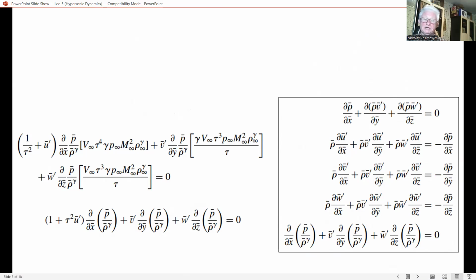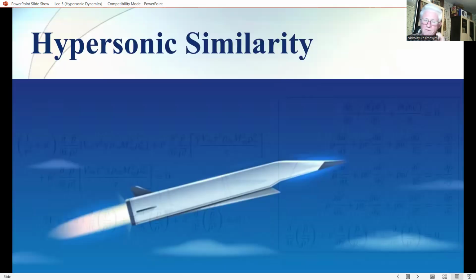The hypersonic small disturbance equations, however, are used to obtain some practical information about hypersonic flow of a slender body. The first such use will be made in the next module dealing with hypersonic similarity. So let's come to the next part of our lecture, hypersonic similarity.